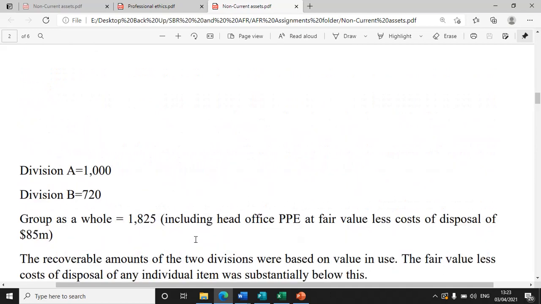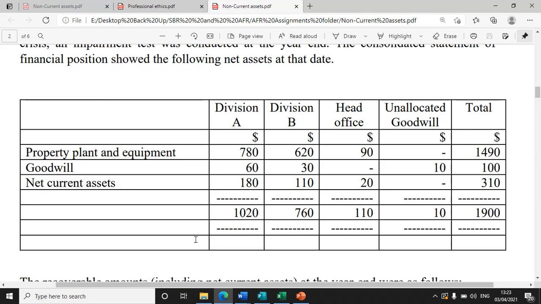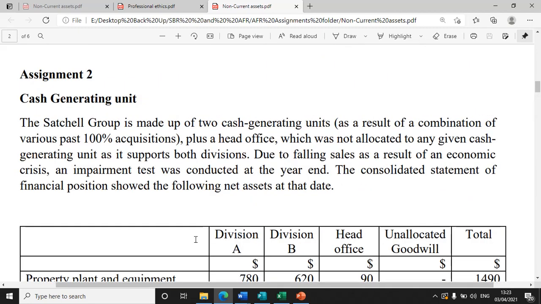So we are now dealing, ladies and gentlemen, with a cash generating unit. Now, from your studies, of course, you remember that a cash generating unit is the smallest group of assets that is capable of generating independent cash flows. And in this case, we have also what we call corporate assets, shared assets. As you can see in the headings here, we have got Division A, Division B, Head Office, which is a shared resource, and of course, unallocated goodwill.